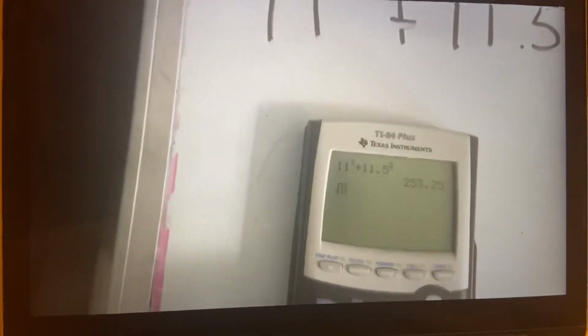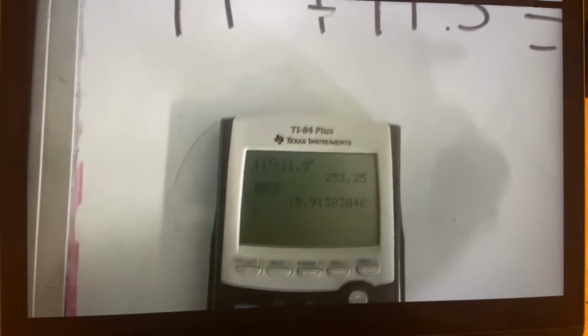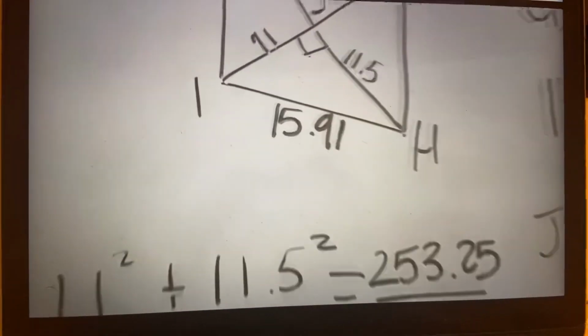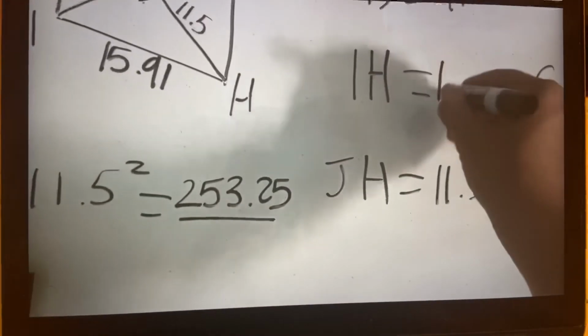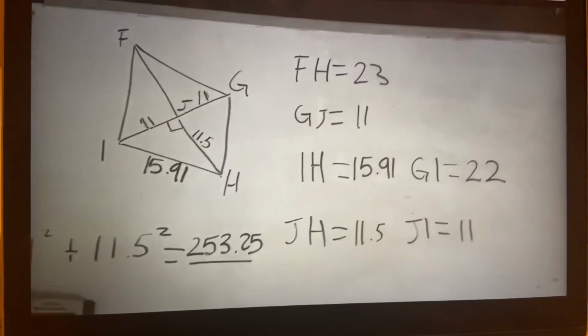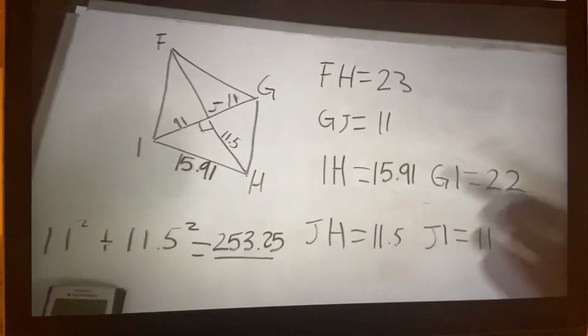and of course that's not our answer. We have to take the square root. Again, it's going to be another decimal value. Don't worry about that. It's 15.91. There you go, 15.91. We have found the side length that's requested.